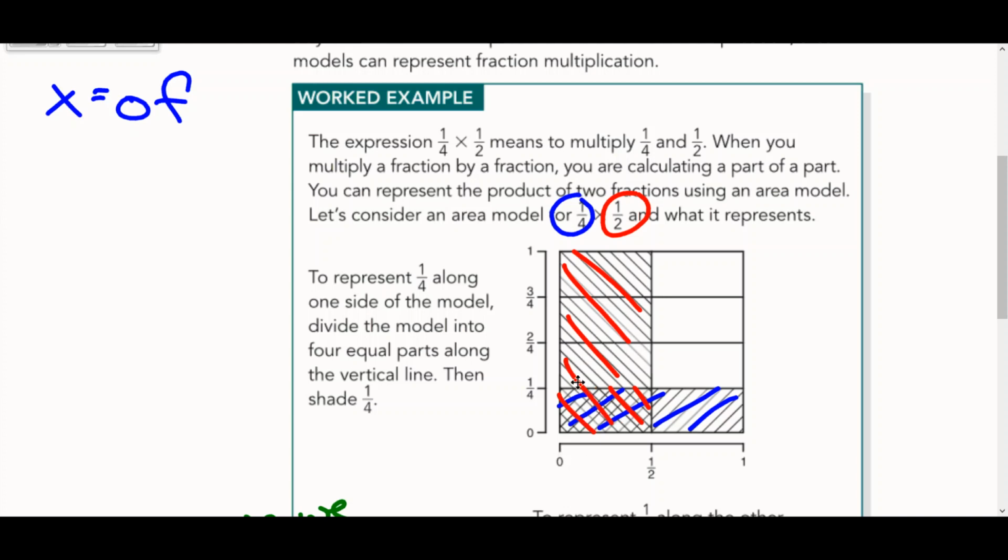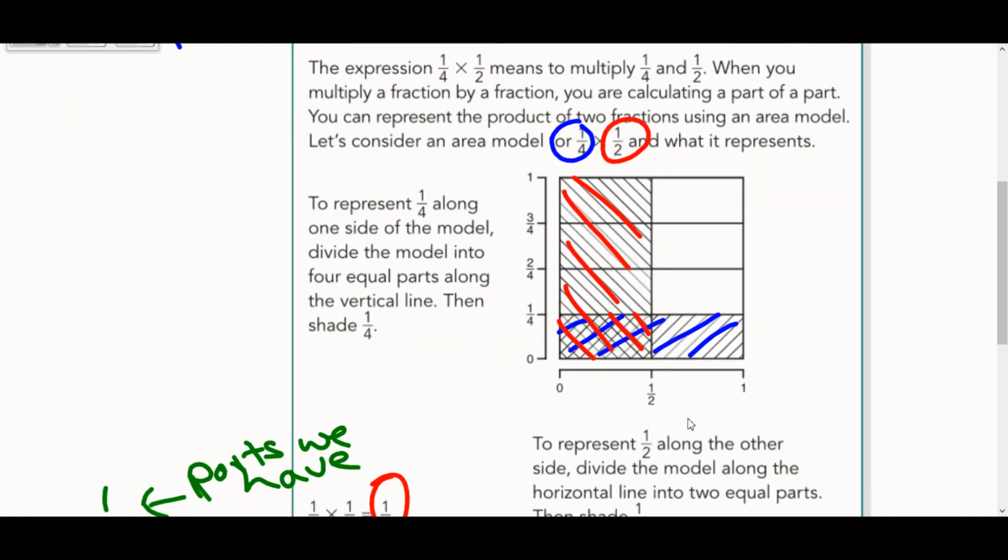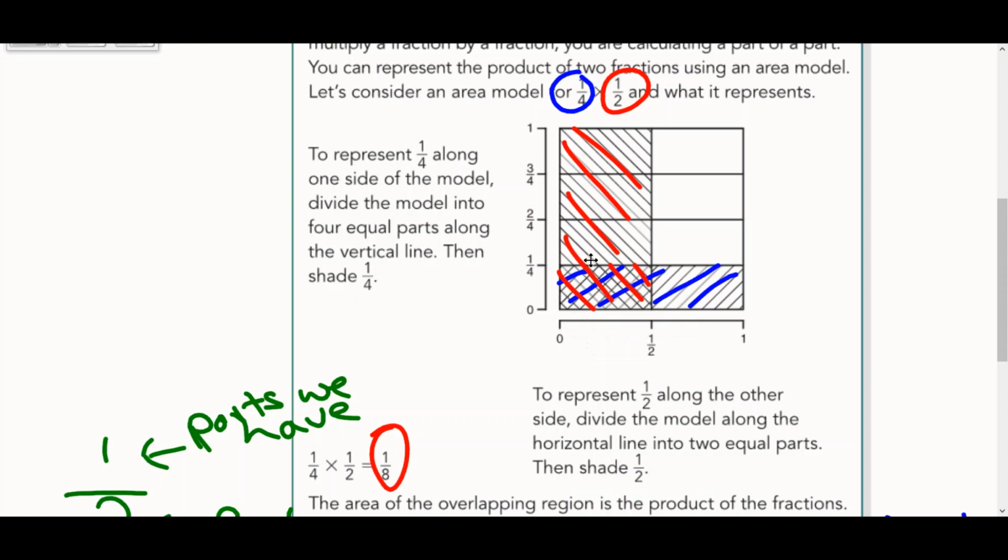So what do we do? Well, first we find what 1/4 looks like. If this is our box, we broke it into fourths, and then this bar right here in blue would be our 1/4 piece. Then we broke our box into halves, and we shaded in 1/2, so that would be this side in red. And we look at how much of this has blue and red together. Well, there's one box out of 1, 2, 3, 4, 5, 6, 7, 8. There's only one that has both colors out of the 8. So our answer would be 1/8.